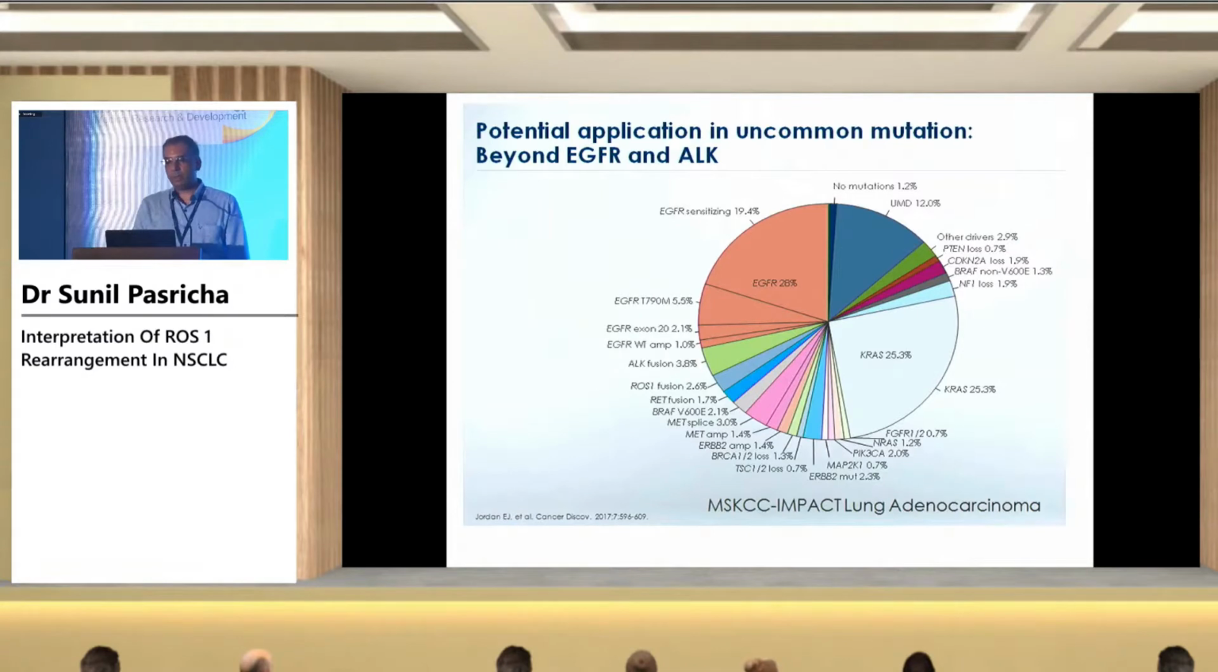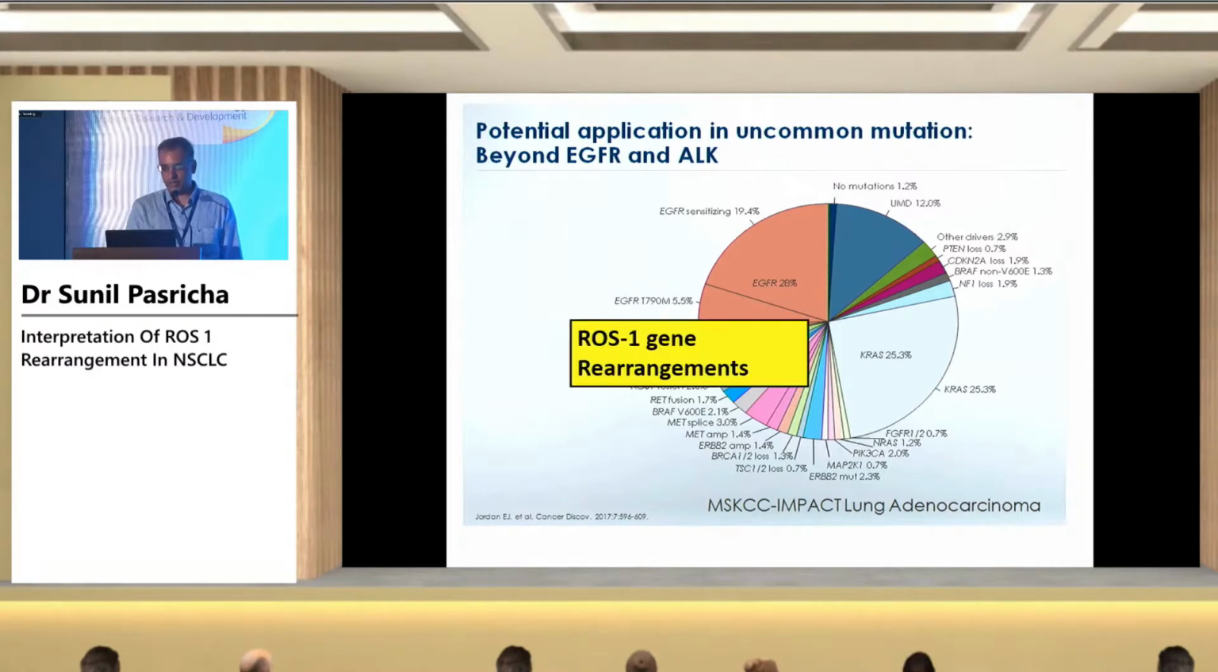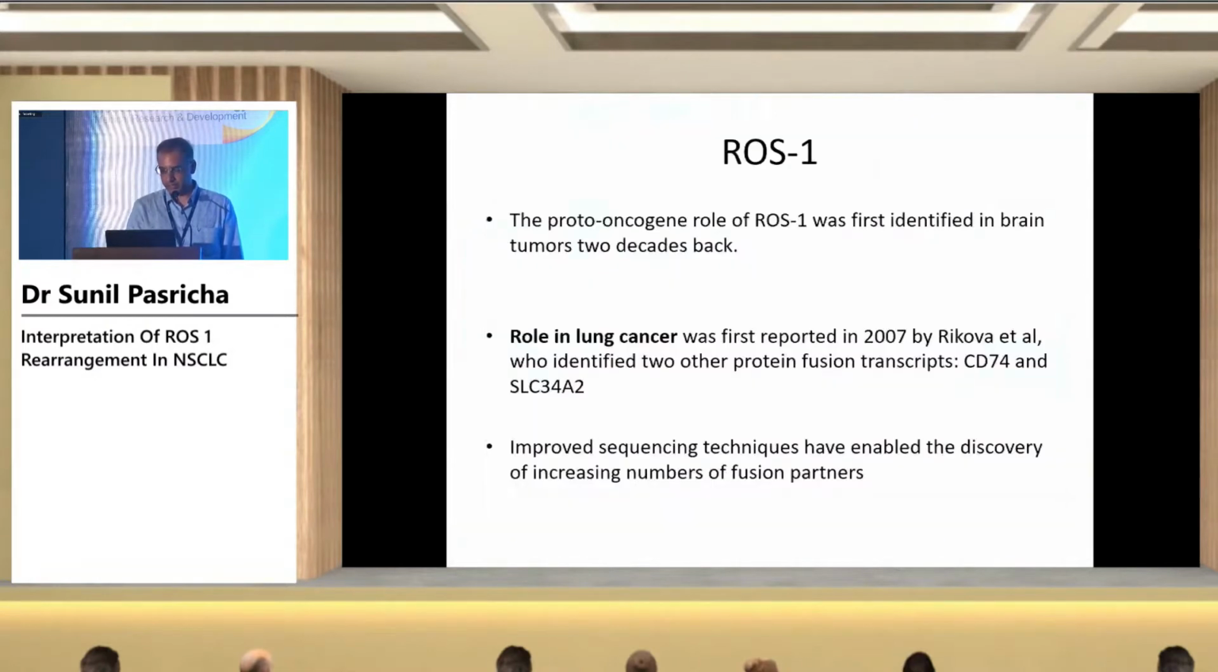So although EGFR and ALK make up the bulk of the targeted mutations, there is a potential application in uncommon mutations, and ROS1 gene rearrangement is important. The proto-oncogene role of ROS1 was first identified in brain tumors two decades back. However, the role in lung cancer was first reported in 2007 by Rikova et al., who identified two fusion transcripts, CD74 and SLC34A2. And improved sequencing techniques have enabled the discovery of an increasing number of fusion partners.